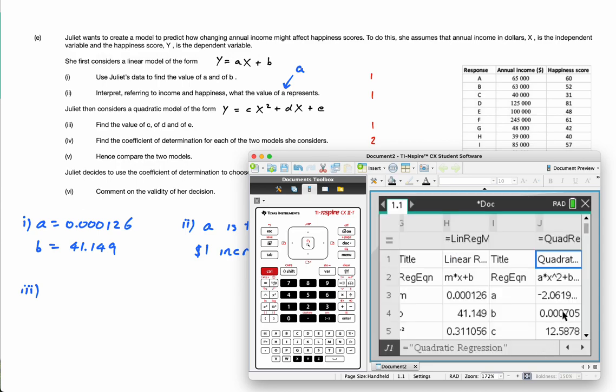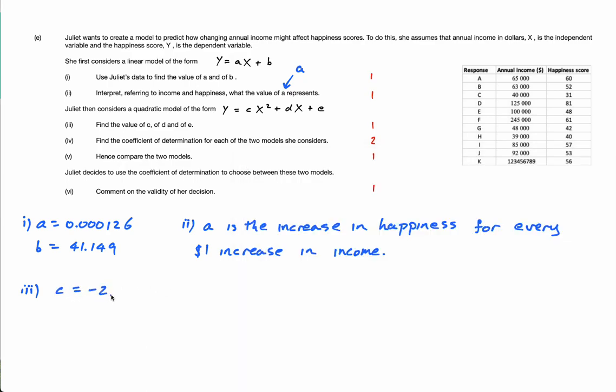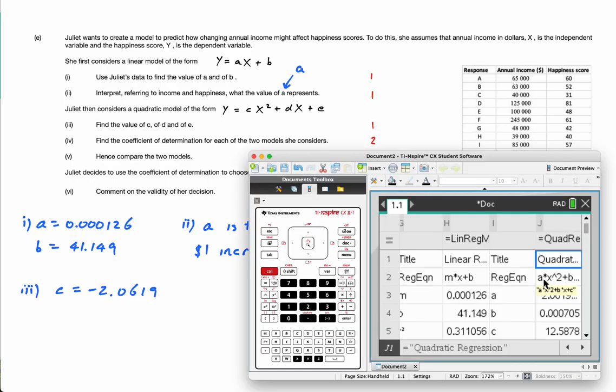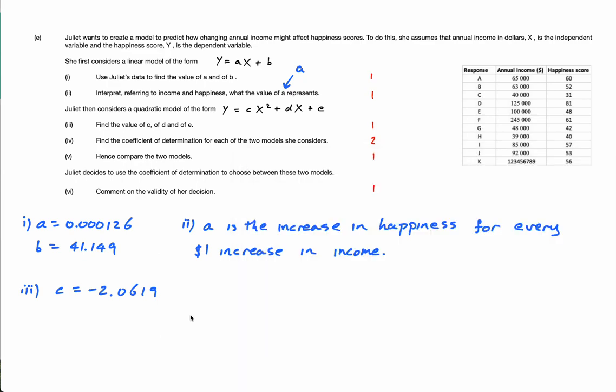That's fine. It's going to go into I. Right, so here I have A, B, C. Now remember, guys, A, B, C is C, D, E. So just be careful. A is C. So this is A, B, C, A, B, C. C is minus 2.0619. Now, guys, hang on. Be very careful. I thought that looked crazy, and I was wrong, because look, this is minus 2.0619 e minus 9. That means times 10 to the power of minus 9. So that's a totally different number, obviously, than minus 2.0619.